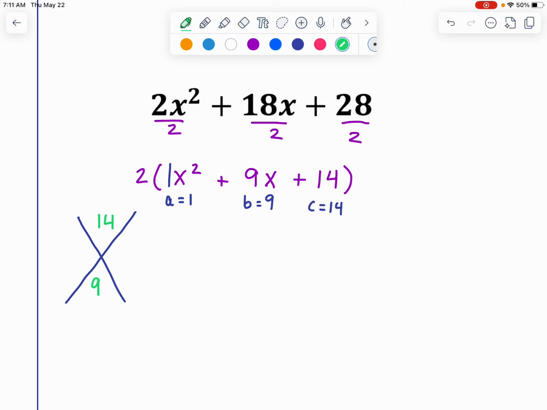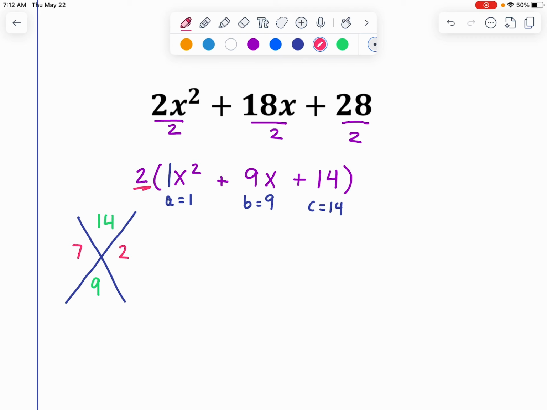I'm looking for 2 numbers that will multiply to 14 but add to 9. Well, for 14, the options are 1 times 14, that doesn't add to 9, or 7 times 2, and 7 plus 2 is 9. So we're going to use 7 and 2. I'm going to write my factored form.